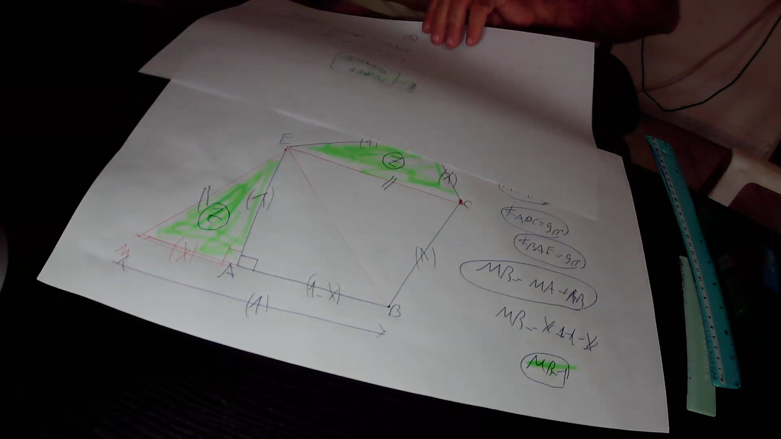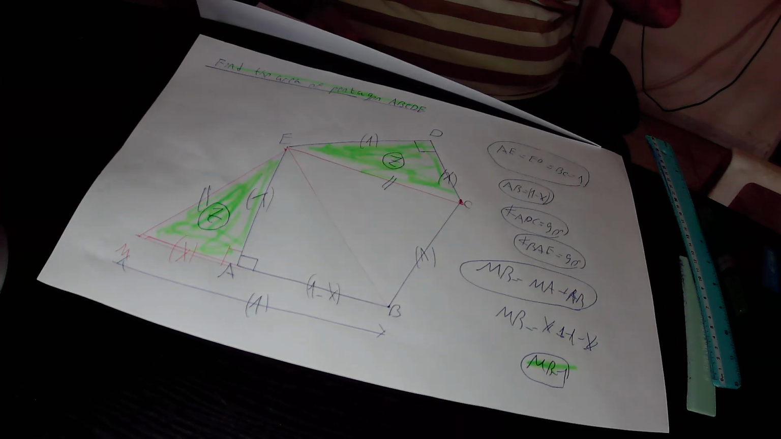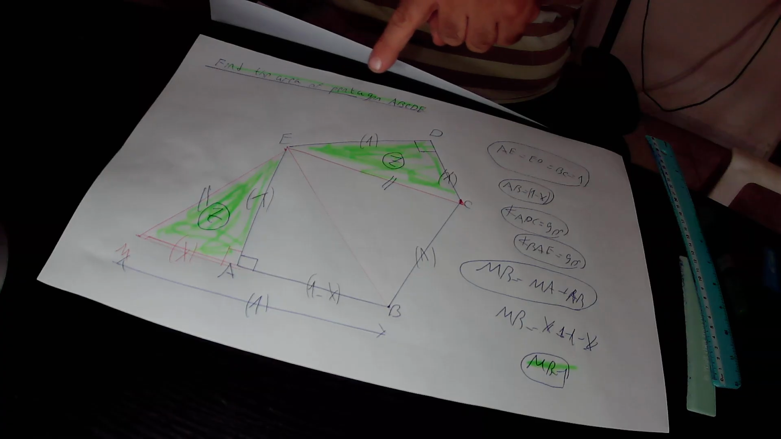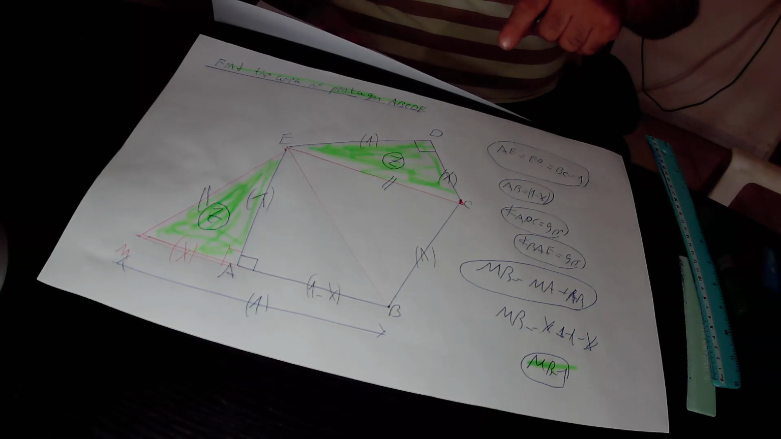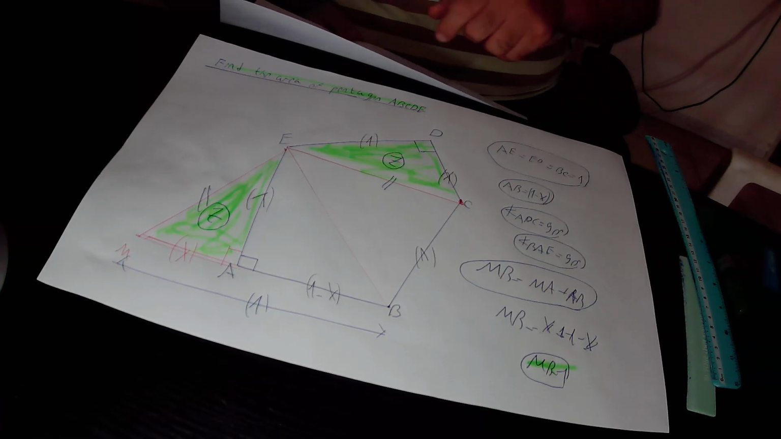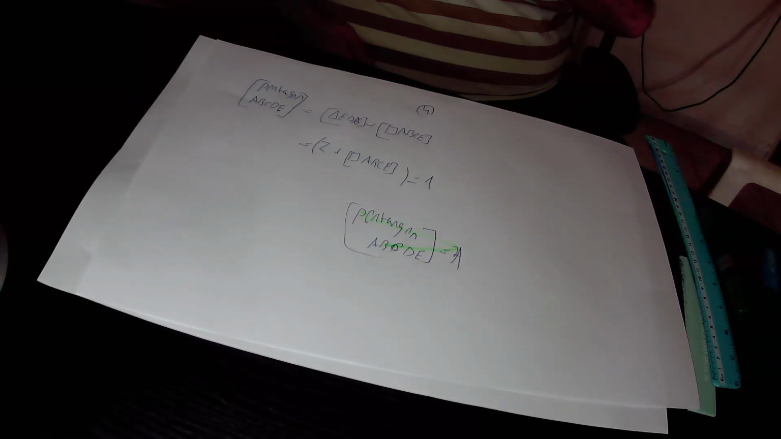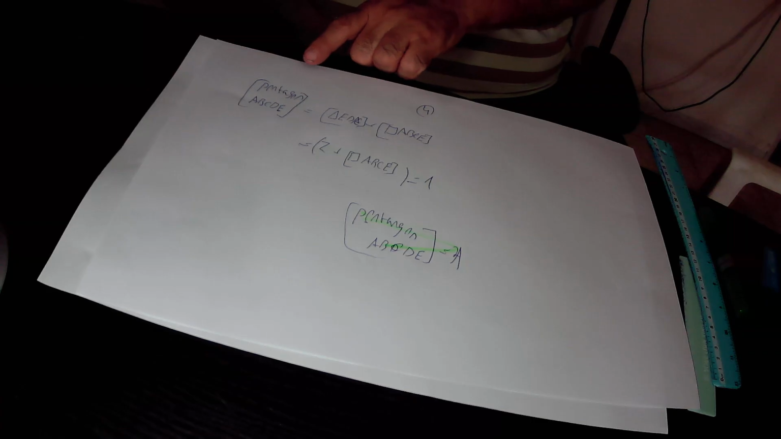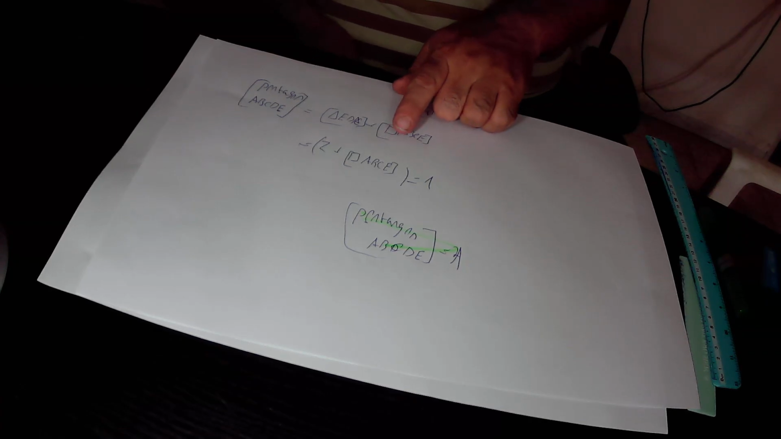But we already found out that the area of this green right triangle EDC is equal to Z. So you can substitute Z for the area of triangle EDC, and you get that the area of pentagon ABCDE must be equal to Z plus the area of quadrilateral ABCE.